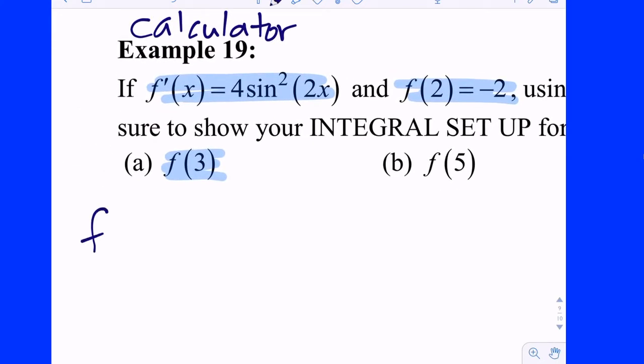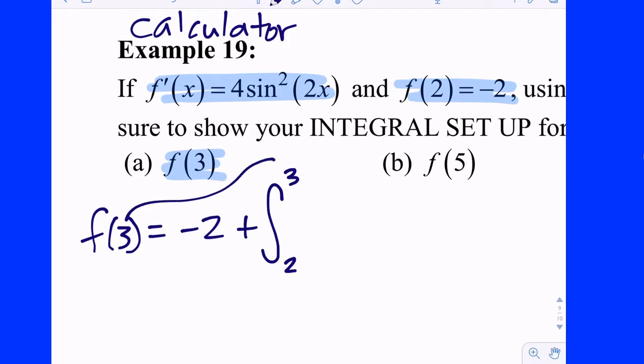So here we go. F of 3, I'm going to go ahead and write it out, is a function of where we started. Where did we start? -2. Yeah, you don't have to write f of 2. If you want to put -2, that's fine. Plus our net accumulation from when we were at -2, which was what x value? 2, to where we're trying to get, which is what? 3. So what's important is that the one you're trying to find is on top, and the one that you're starting with is on the bottom, the x value. That's important. Of your rate equation, 4 sine squared of 2x.